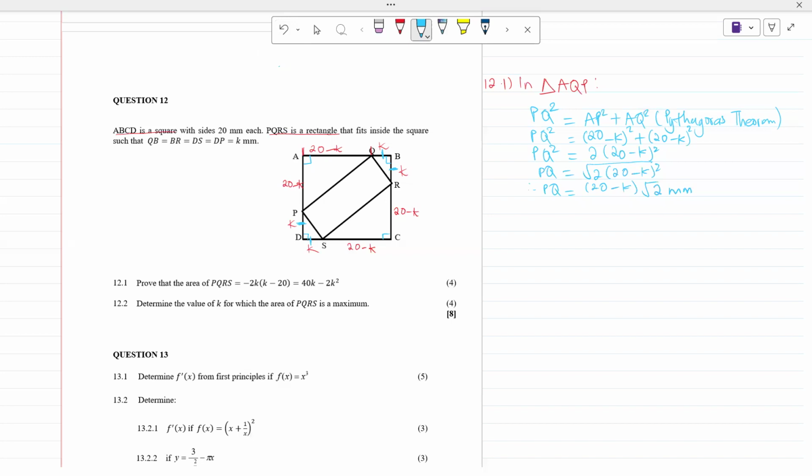Then I'm going to use triangle PDS. I could use triangle QBR if I want to, but I'm going to use triangle PDS to calculate the length of PS. Again, this triangle is also a right angle triangle. So in triangle PDS, I'm going to have PS squared equals PD squared plus DS squared. Supply the reason there, Pythagoras theorem.